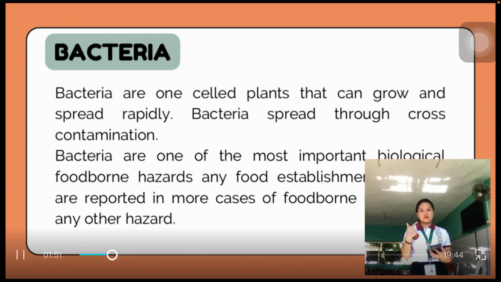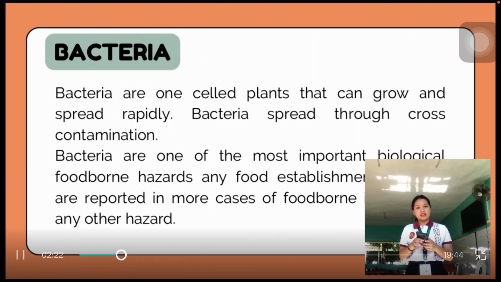And they spread through cross-contamination. Bacteria are the most important biological foodborne hazard in any food establishment. And they cause more cases of foodborne illness than any other hazard. And bacteria also exist in a vegetative state. And in that vegetative state, the cells grow, reproduce, and produce.